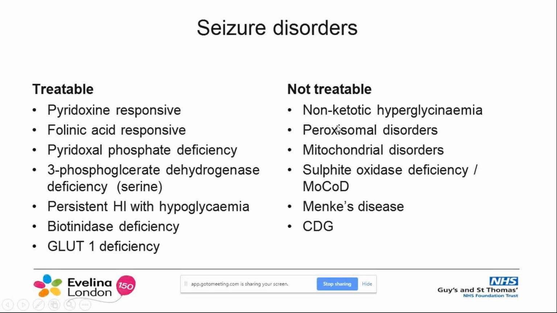And then these more non-treatable causes, so non-ketotic hyperglycinemia is the reason we may ask for measurement of plasma and CSF glycine in a baby with intractable seizures. Peroxisomal disorders and mitochondrial disorders, as you saw before, these are purine disorders, and we would ask for those as part of our workup. Menkes, which is a copper transporter disorder, and congenital disorders of glycosylation can present with seizure disorders, and then most of those are not treatable. There are occasional ones which are treatable.